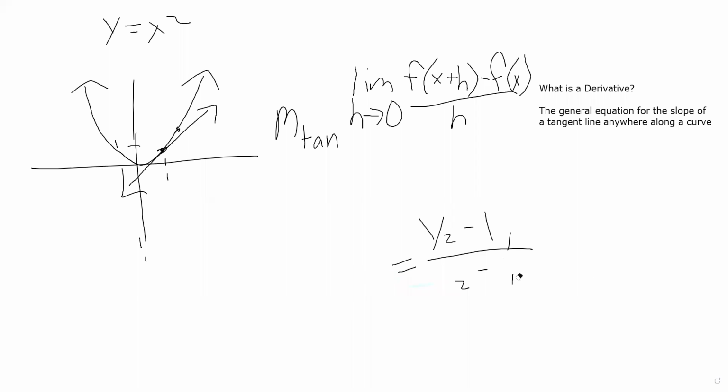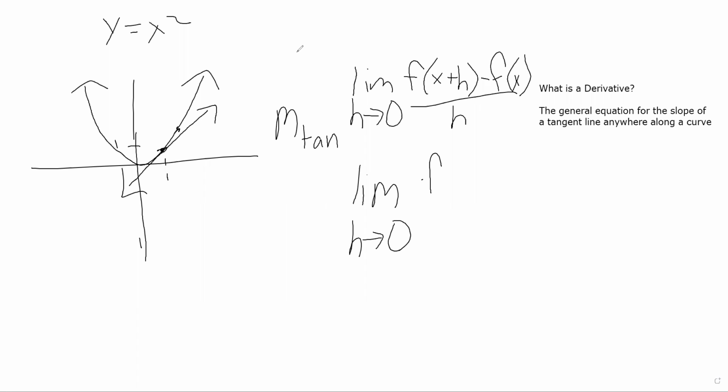I'm going to erase this here, and we're going to plug in for that formula. So we have our equation y equals x squared. So we're going to solve this. Limit as h approaches 0 for, so what would f of x plus h be? In order to find that, what are you going to do? You're going to plug in for y here in our equation, because we have y equals x squared.